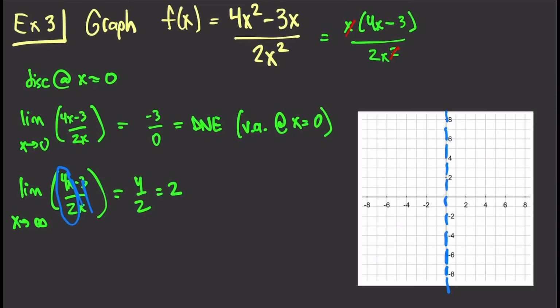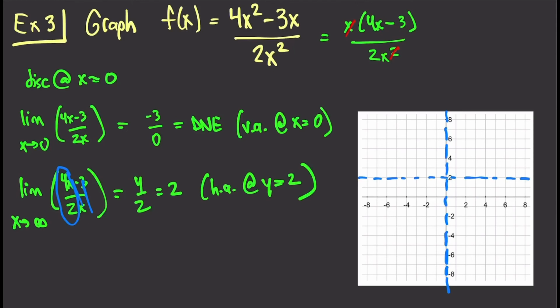So what we're saying visually is, as x goes to infinity, the y value is going to approach 2. So that becomes a horizontal asymptote. Horizontal asymptote at y equals 2. So again, graphically, I can put that in.